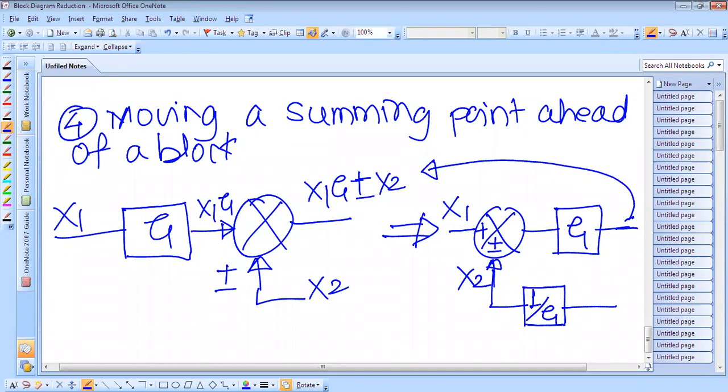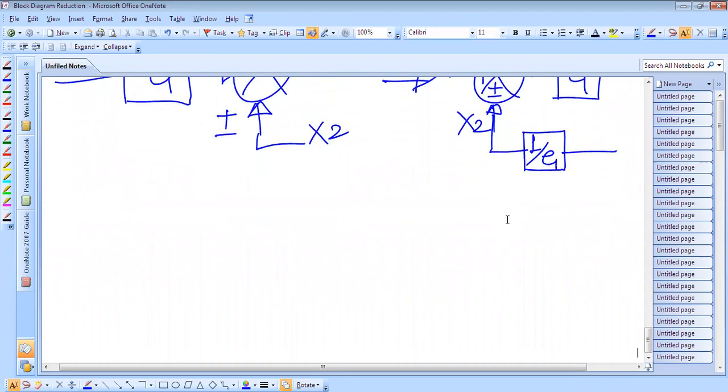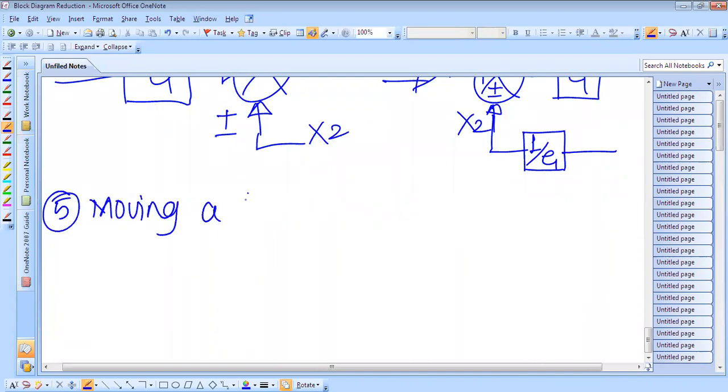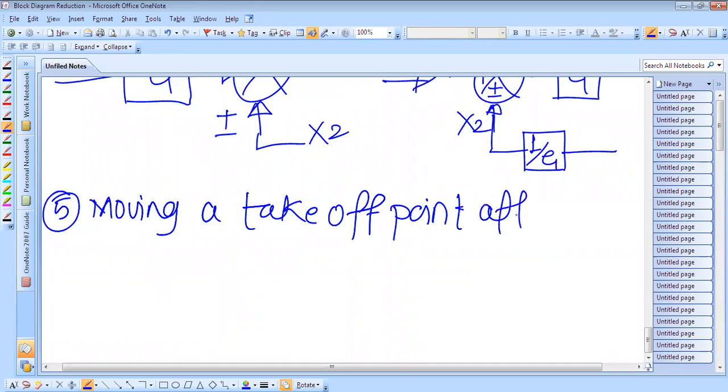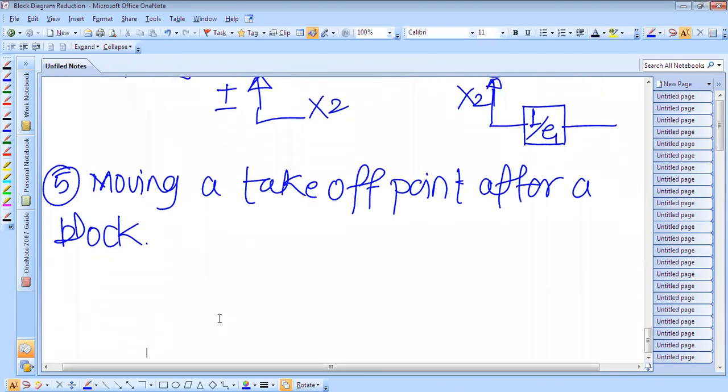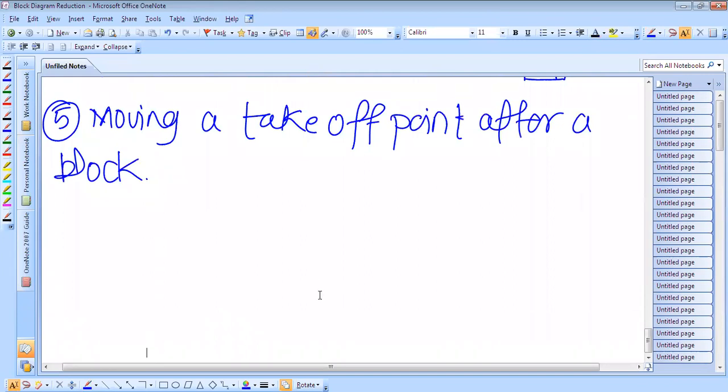Next is moving a take off point after a block. Now suppose some take off point is there. Moving a take off point after a block.